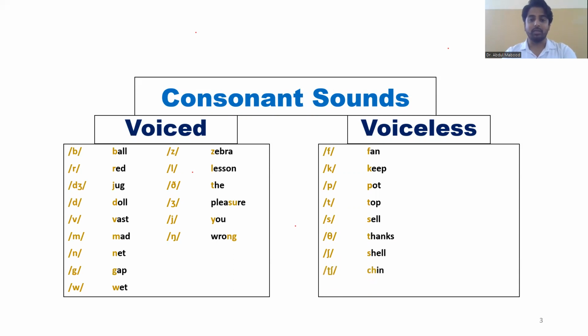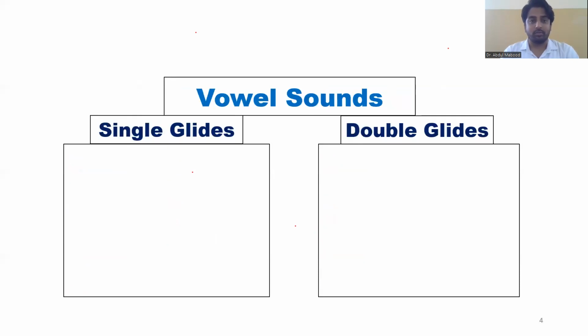Okay, one more sound here, that is cha sound, as in the case of chain. It is voiceless. Before that, one more sound I left here. It is ha sound, as in the case of hello. These all are voiceless. Now come to the next, vowel sounds. Vowel sounds are of two types: single glides, they are also called monophthongs, and double glides, they are also called diphthongs. Now e sound, as in the case of eat. Then i sound, as in the case of it. Then u sound, as in the case of stud. Then oo sound, as in the case of oops.